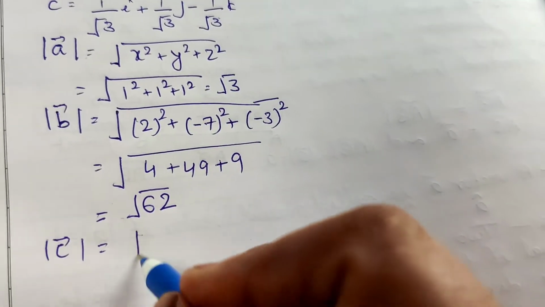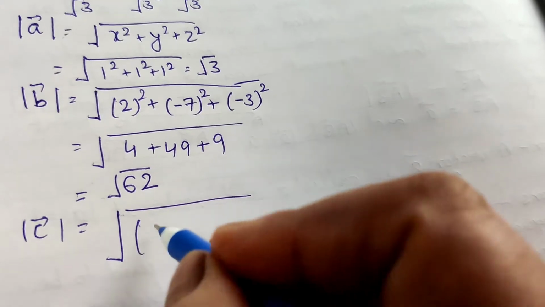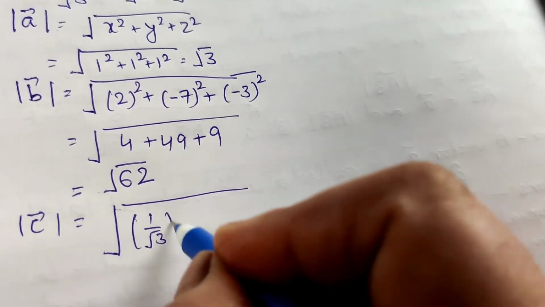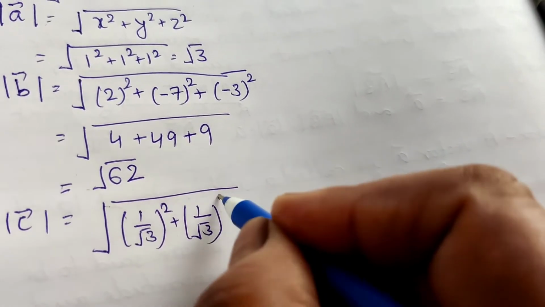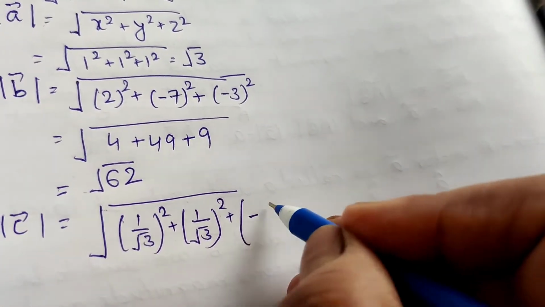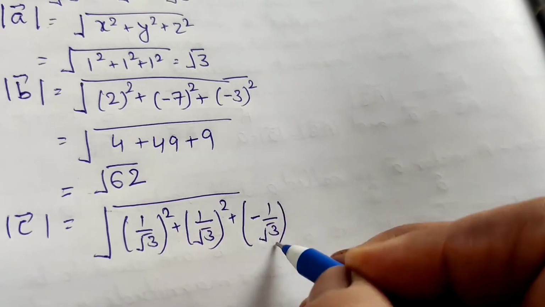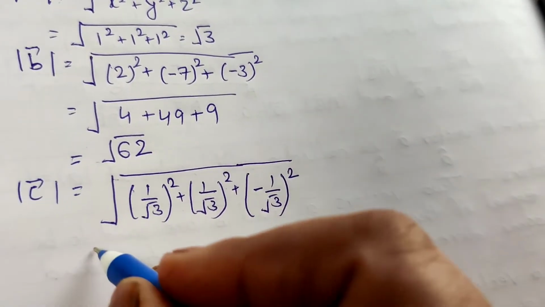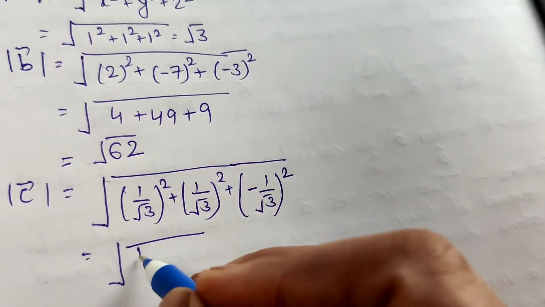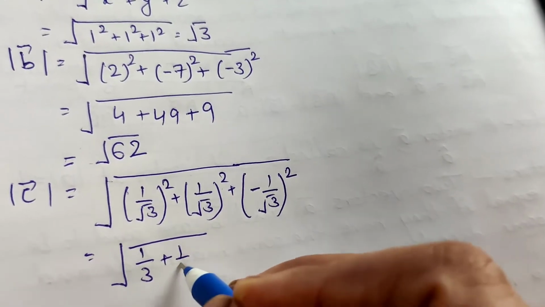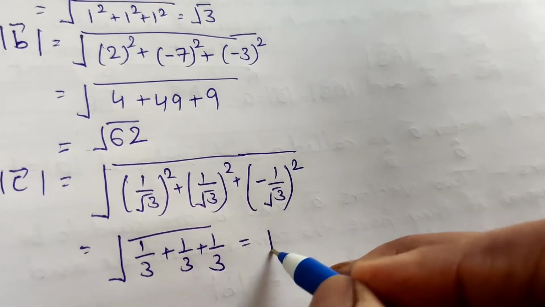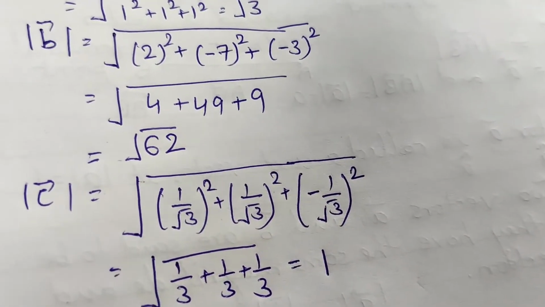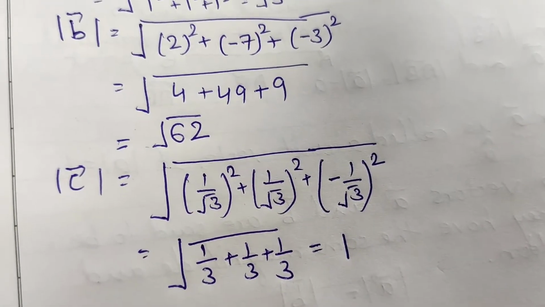And the c vector, magnitude of c, 1 by root 3, 1 by root 3, minus 1 by root 3. It means x equal to 1 by root 3 square, y equal to 1 by root 3 square, and z equal to minus 1 by root 3 whole square. It is equal to 1 by 3 plus 1 by 3 plus 1 by 3, it is equal to 3 by 3 under root, it is equal to 1.